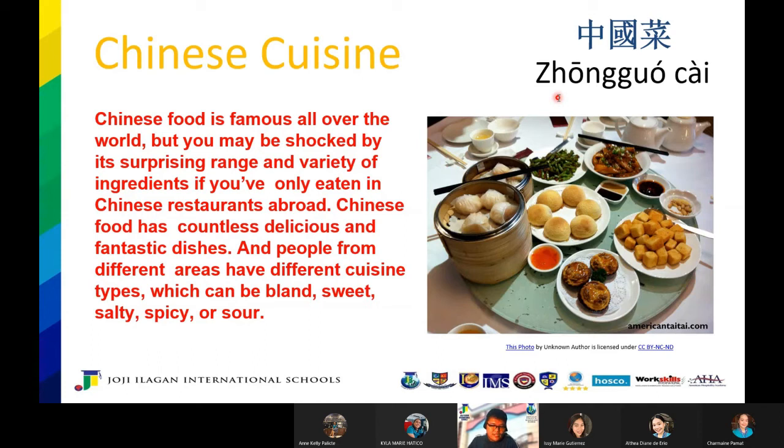Especially kayo, mga hospitality students kayo. So Miss De Ario, can you read? Chinese cuisine. Chinese food is famous all over the world, but you may be shocked by its surprising range and variety of ingredients if you've only eaten in Chinese restaurants abroad. Chinese food has countless delicious and fantastic ideas, and people from different areas have different cuisine types, which can be bland, sweet, salty, spicy, or sour.